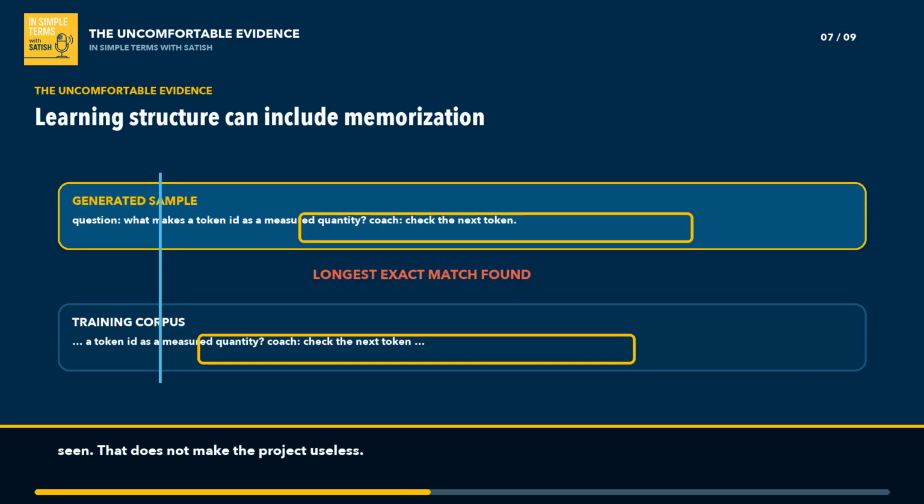it had seen. That does not make the project useless. It makes the lesson better. We can see optimization working, and we can see why low validation loss on a narrow dataset does not prove broad intelligence. Training loss, validation loss, sample quality, and copying checks answer different questions. A serious evaluation keeps all of them.